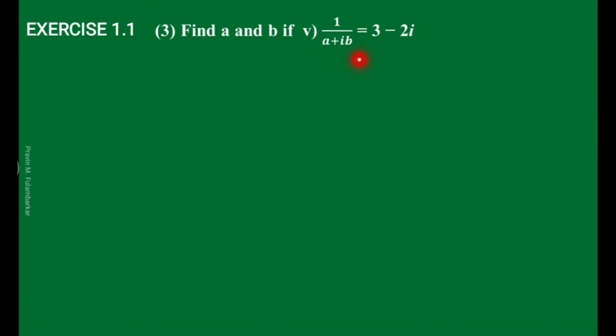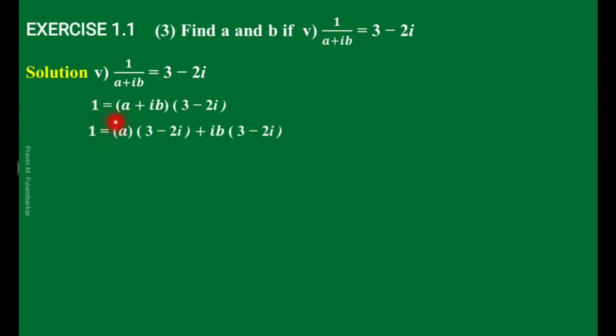So we write this a plus ib to the right hand side, that means we multiply a plus ib to both sides. So we write the given equation first, transfer this a plus ib to the right hand side. So on the left hand side 1, on the right hand side 3 minus 2i into a plus ib. So multiply these two brackets first. So we multiply a to 3 minus 2i and ib to 3 minus 2i.